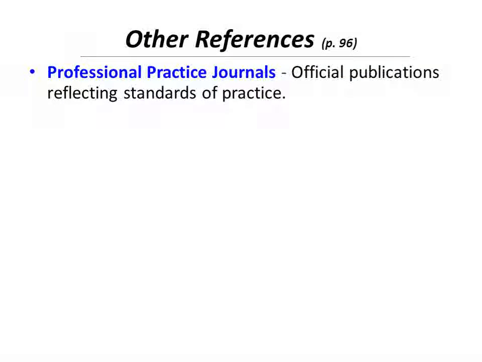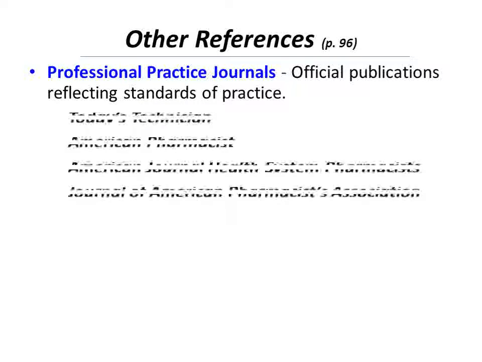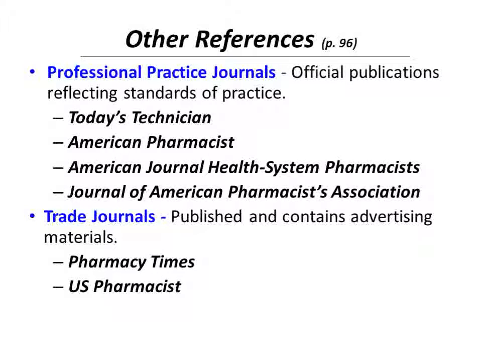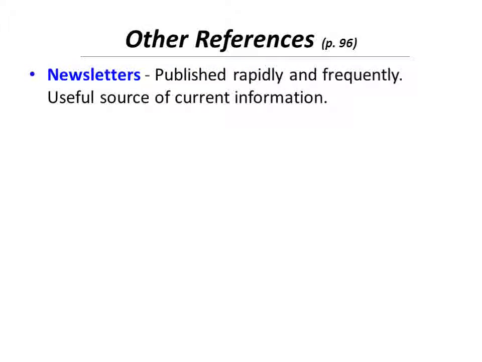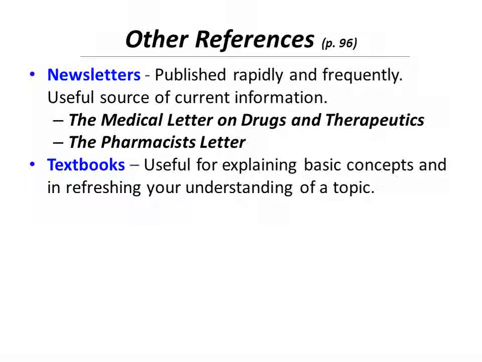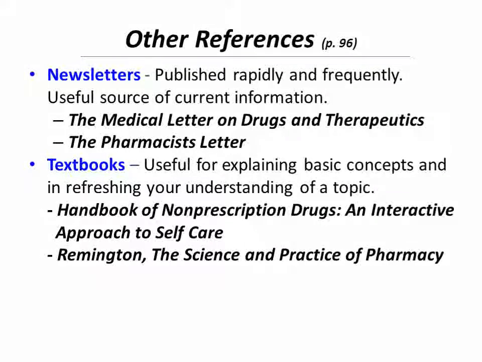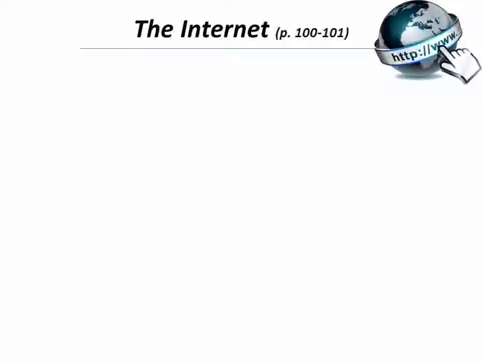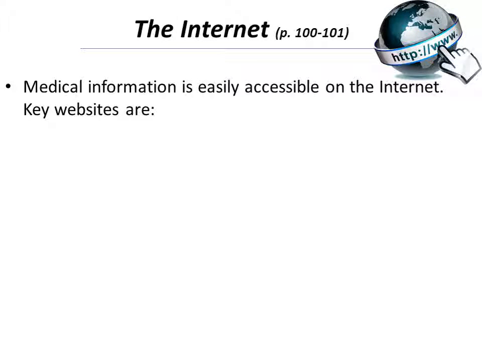Your textbook also mentions other resources for information. Those include professional practice journals and also trade journals as well. In addition, newsletters and textbooks are a good source of information, similar to the textbook that you use for this class. Of course, the internet is a great resource for information as well. Medical information is easily accessible on the internet. And there are two key websites that you should know.